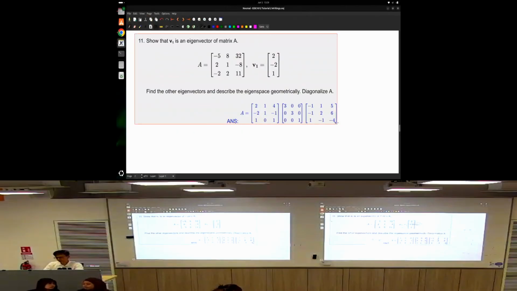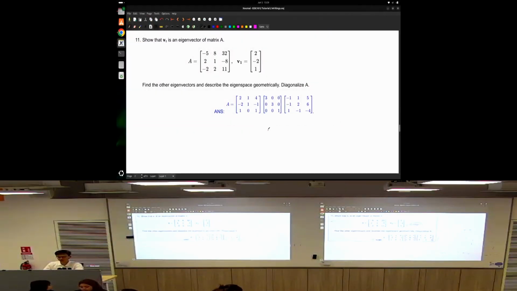First of all, if you are tasked to show that any given vector is an eigenvector, there's no need to go through the whole process of finding eigenvalues followed by eigenvectors to prove it, because that takes too much time. So what you do is just take A multiplied by V. Because you just need to show it, you really just do AV.